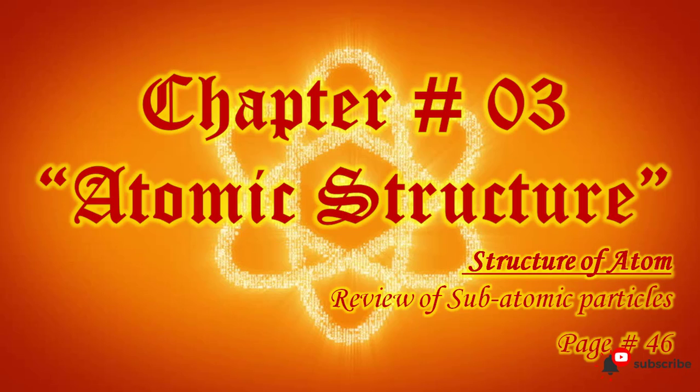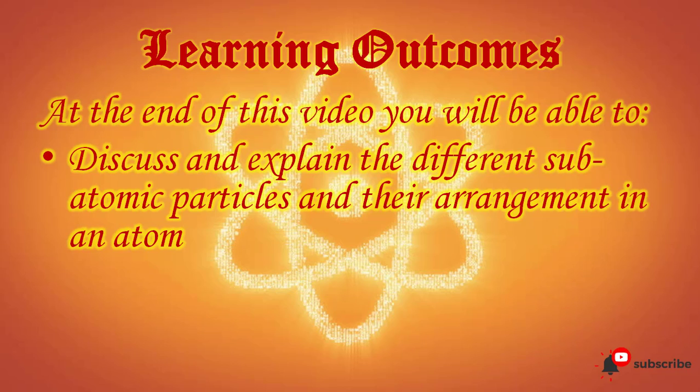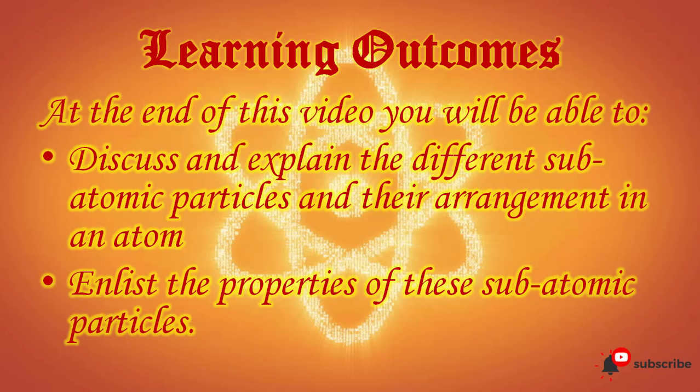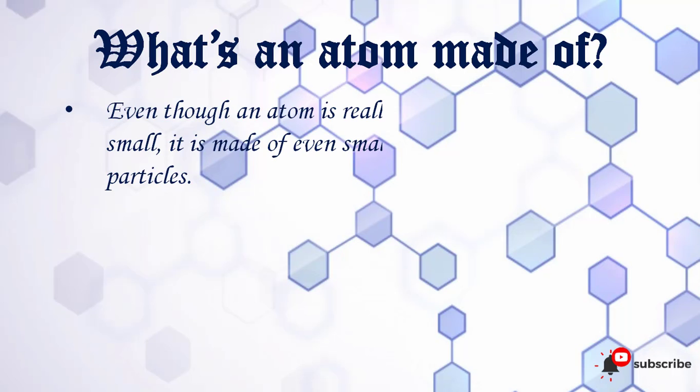In this video we are going to discuss the structure of an atom and review the subatomic particles that we have discussed in our last lectures. At the end of this video you will be able to discuss and explain the different subatomic particles and their arrangement in an atom and list the properties of these subatomic particles. So what is an atom made up of?